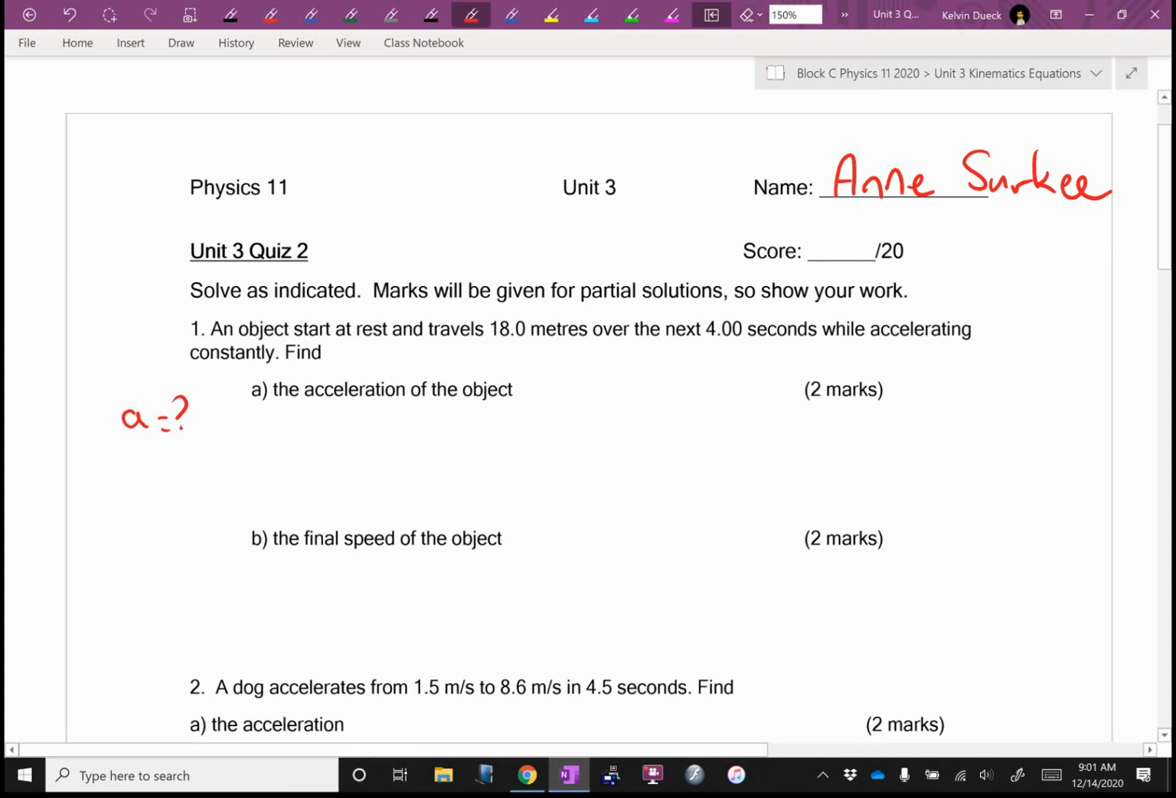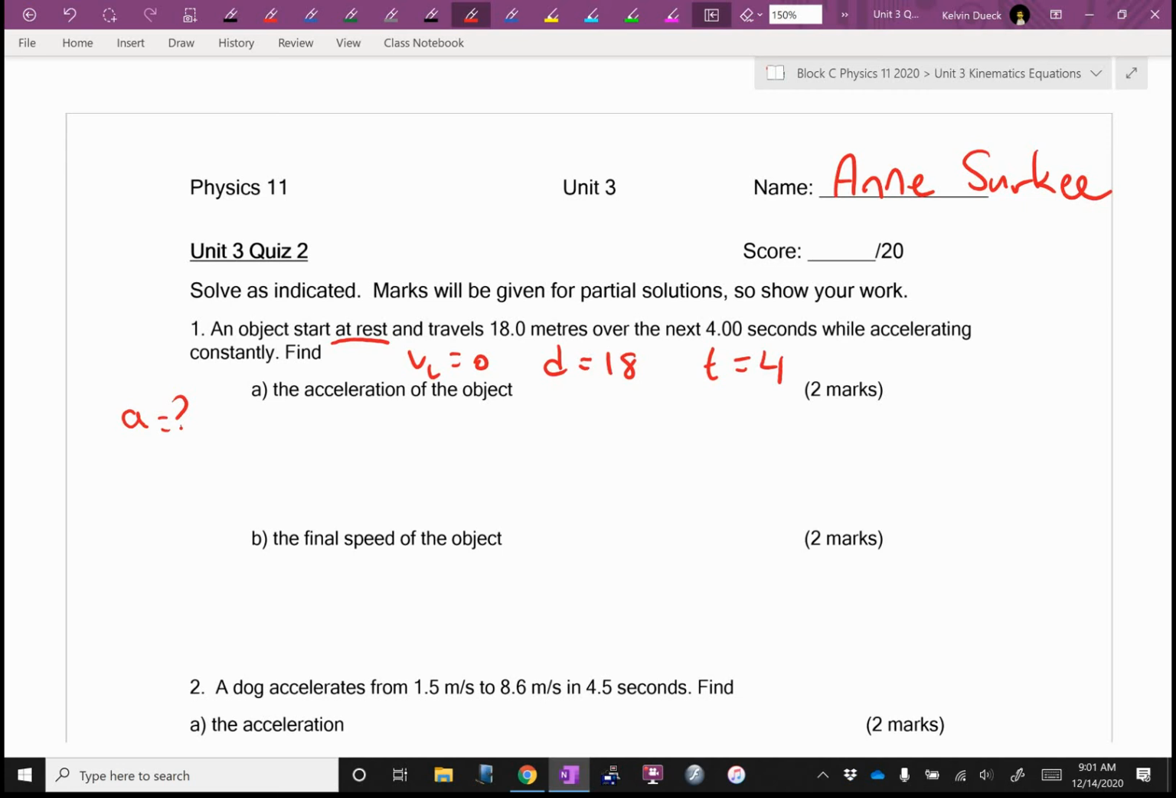Then I went through here. I saw the phrase at rest, and I said, okay, clearly VI. You know what? I'm going to write that up here so I have extra room. I wrote VI equals 0. 18 meters, I said D equals 18. And then I think T equals 4. And I liked my units. As I was going through, I saw meters and seconds. If there was kilometers or hours or whatever, I would have crossed those out and just fixed them right away on the fly.